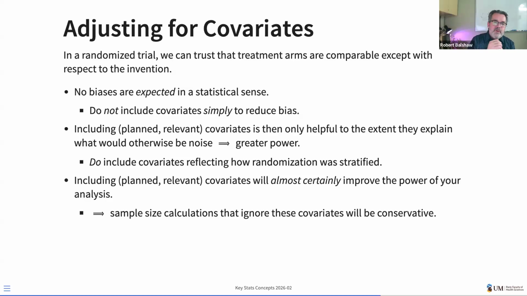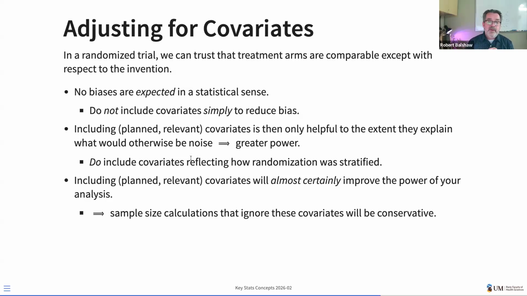However, if you have planned and relevant covariates, including them will only be helpful to the extent that they explain what would otherwise be noise, giving you greater power in your analysis. That signal to noise ratio, which is usually the core of a statistical comparison, will be more sensitive when you reduce the noise in the denominator.